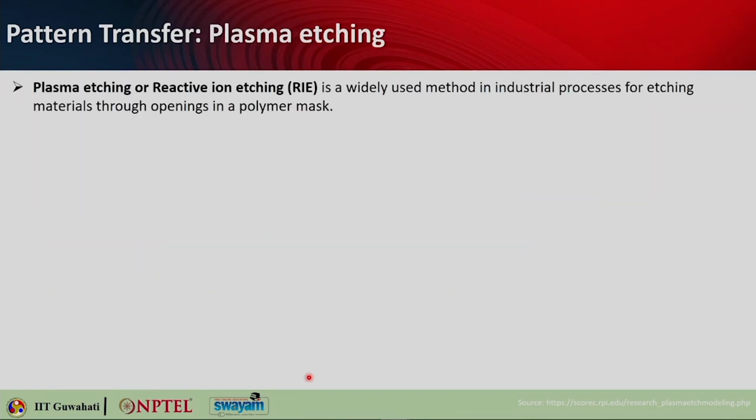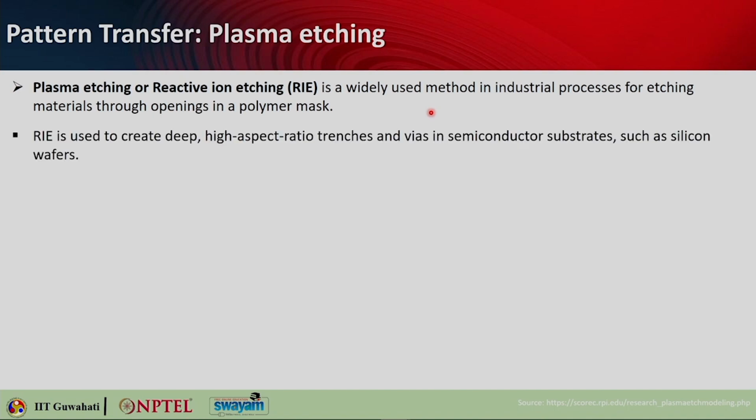And the last method of etching will be plasma etching. Now, plasma etching, also popularly known as reactive ion etching or RIE, is a very widely used method in industrial processes for etching materials through openings in polymer masks. So, RIE or reactive ion etching is used to create deep high aspect ratio trenches. So, where it is very thin but very deep, you can use plasma etching, and you can create vias, the connectors in semiconductor substrates such as silicon wafers.